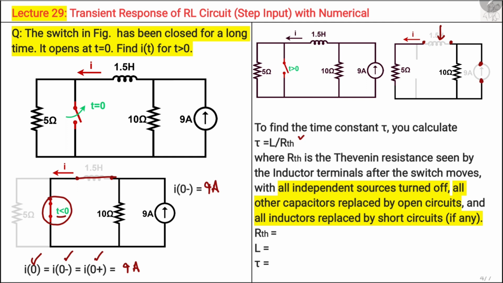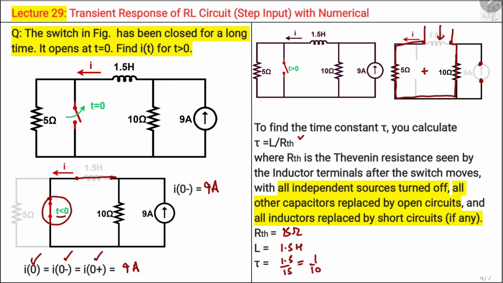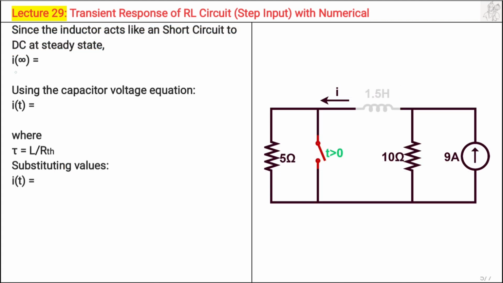From here we can see that there are two resistances between these terminals, that is 5 and 10 ohms, and both these resistances are in series. Therefore the net resistance will be 10 plus 5, that is 15 ohms. We already know the inductor is 1.5 Henry. Therefore, the time constant is simply 1.5 divided by 15, that is 1 by 10. Finally, we will find the final value of the current.